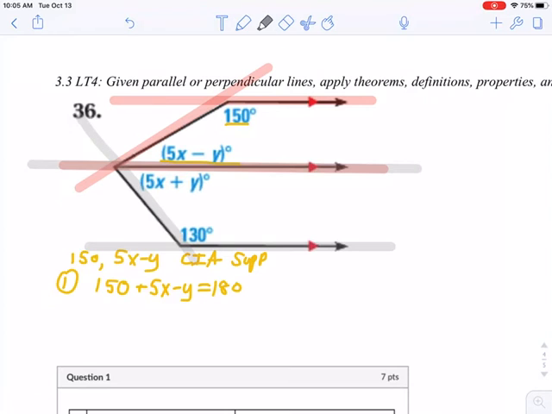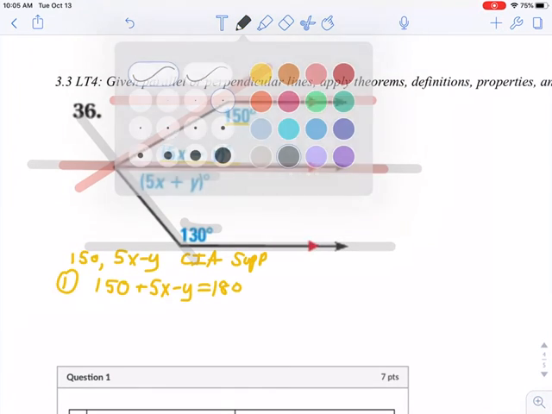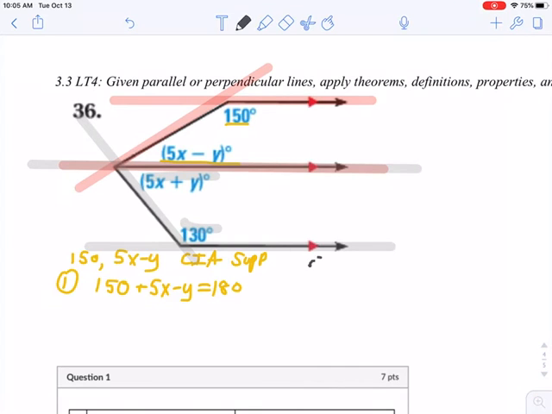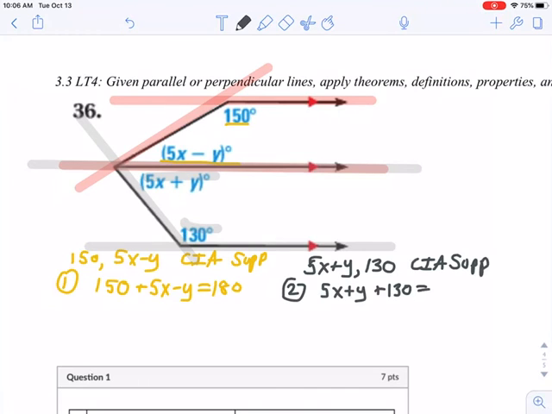What we've got to do is focus over here, and these angles are also consecutive interior angles, 5x plus y and 130. Consecutive interior angles are supplementary. So the second equation I'm going to set up is 5x plus y plus 130 equals 180.